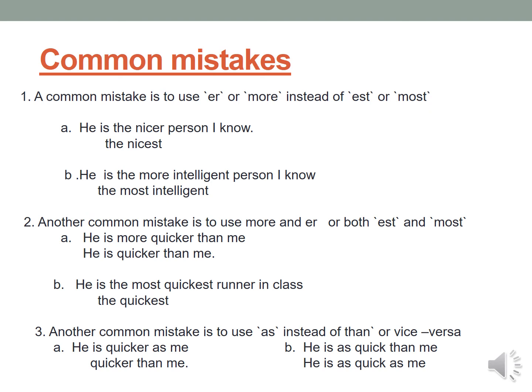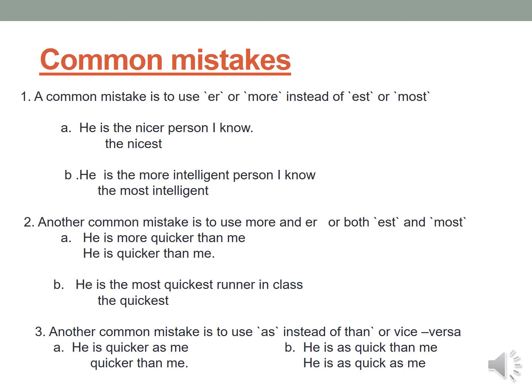Here are some of the common mistakes. For example, number 1, a common mistake is to use er or most instead of est or most. We can't say he is the nicer person, but he is the nicest person. We can't say he is the more intelligent person I know, but he is the most intelligent person I know.